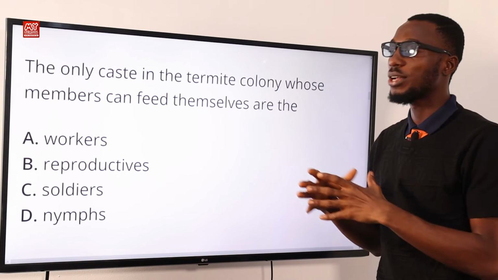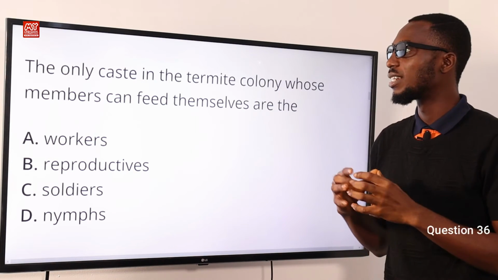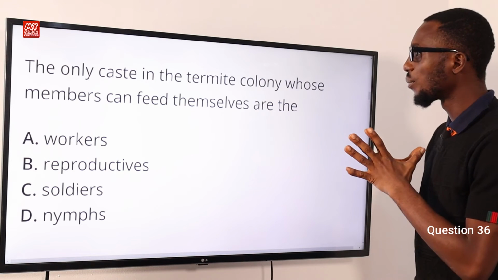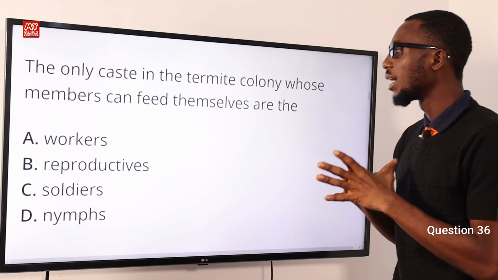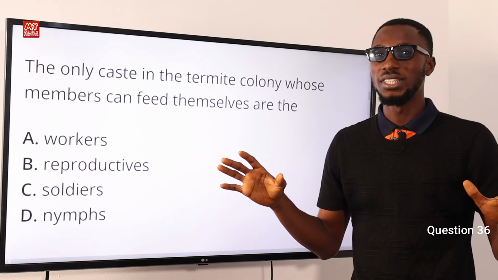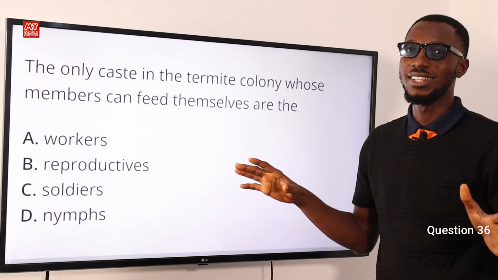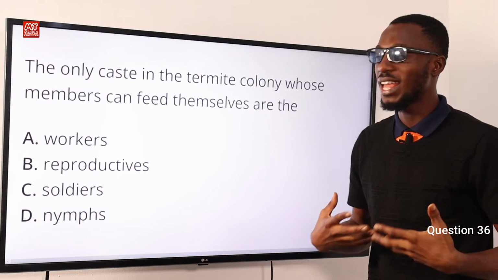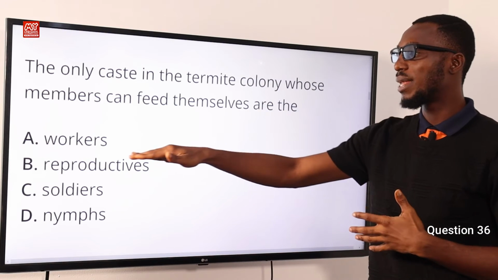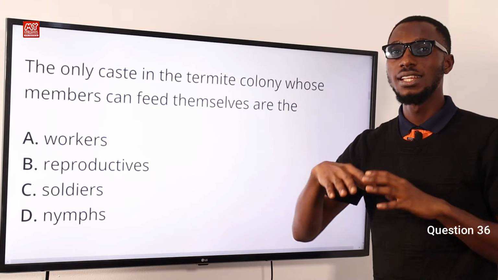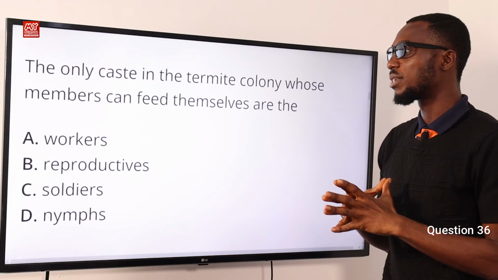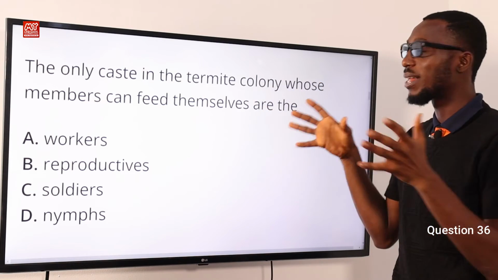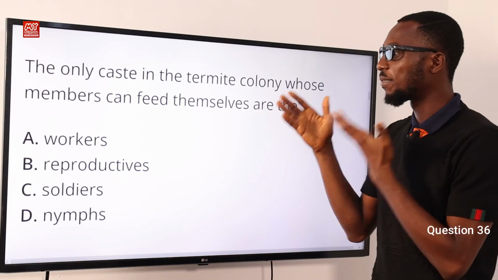So we are tackling question 36. The only caste in the termite colony whose members can feed themselves are the what? They are the workers. The workers have an enzyme inside them that helps them digest cellulose. So they are the only caste in the termitarium that can feed themselves.